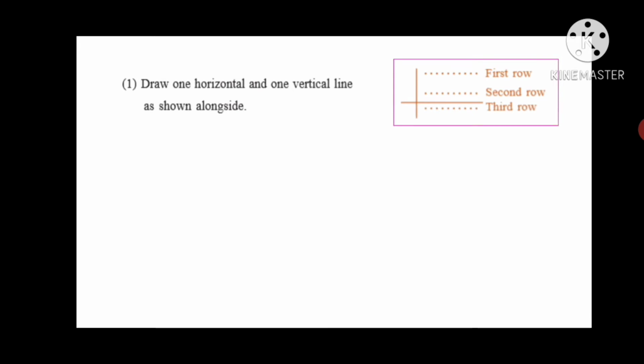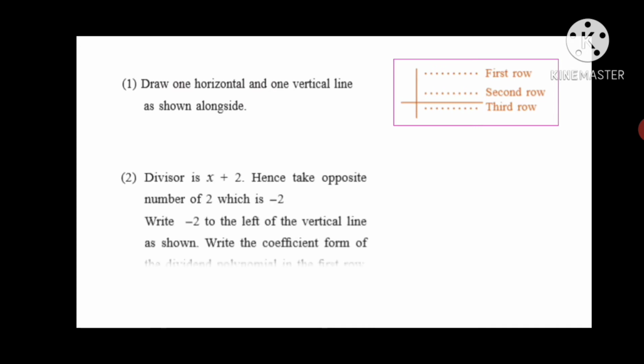Friends, first of all, draw one horizontal and one vertical line as shown alongside. You can see here the first row, second row and third row. Here we write in the first row the coefficient form of the dividend. The divisor is x plus 2. Hence, we have to take the opposite number of 2, which is minus 2. In x plus 2, 2 is positive, so the opposite of this is minus 2. Write minus 2 to the left of the vertical line as shown in the adjoining figure.